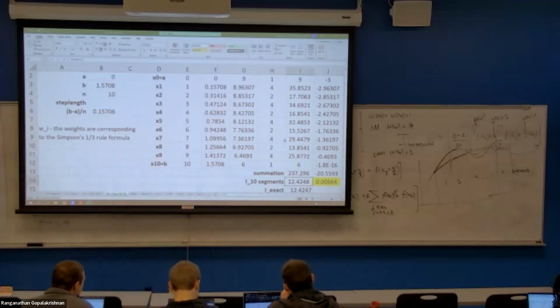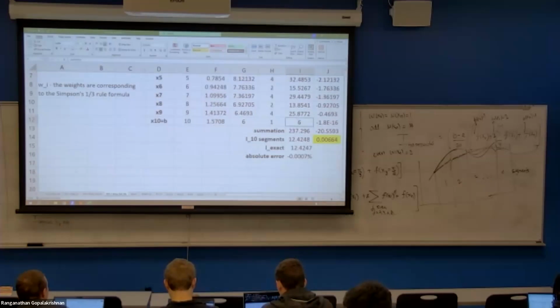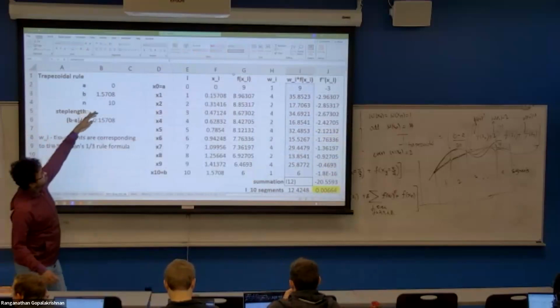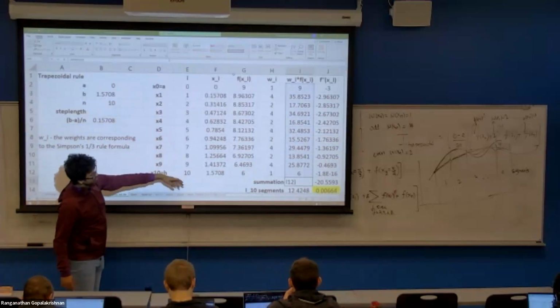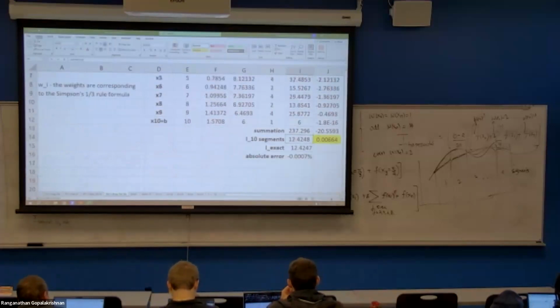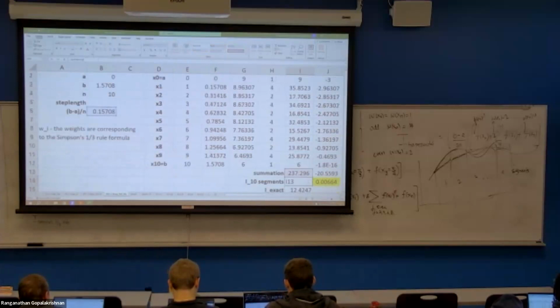This column here is the product of f of x and w of x. So if you see here, f of x, weightage times f of x, the summation of that. If I click this, this is nothing but the summation from i equal to 0 to i equals 10. And then next line, I put here 1/3 of the summation multiplied by my step length. So B6 is my step length, and I14 is my summation.